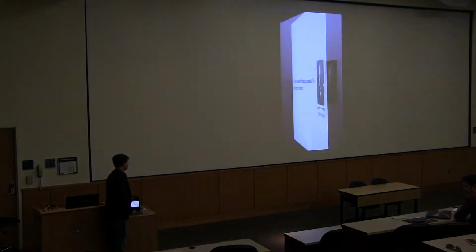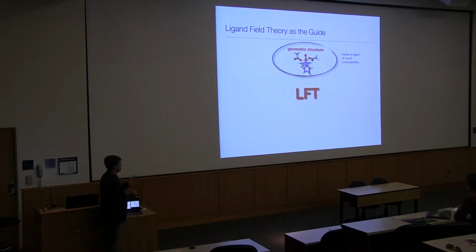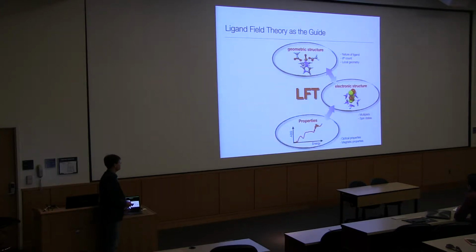So when I talk about ligand field theory, I will put that in the middle of the exposition, because you can get to a very illuminating cycle that lets you close the subject all the way from geometric structure, which depends on the nature of the ligands and the d-electron count, local geometry, to the electronic structure. There is an intimate relationship between the geometric structure of a compound and its electronic structure. So we talk about spin states and excited multiplets and so on and so forth. And of course, it's the electronic structure that is reflected in the spectroscopic properties.